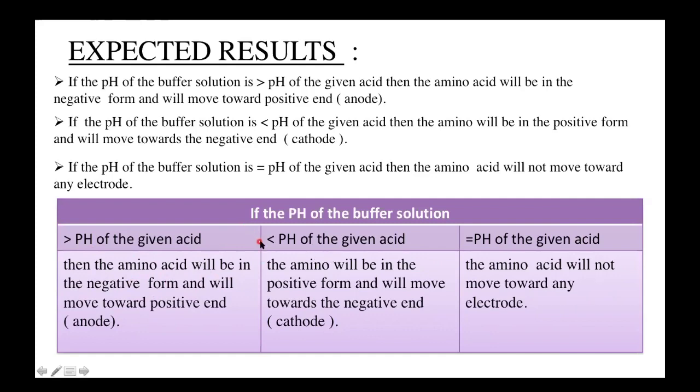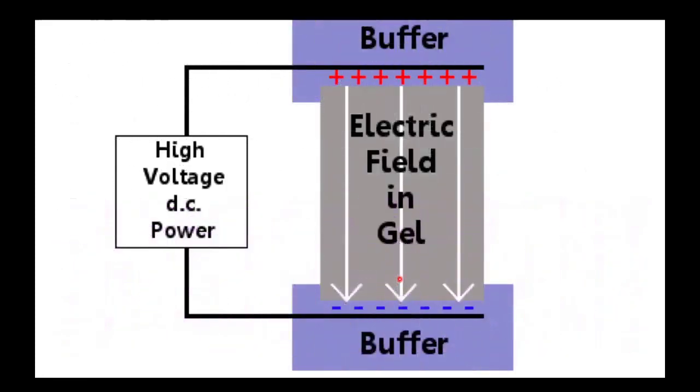If the pH of the given amino acid is greater than the buffer pH, then the amino acid will be in the positive form and will move towards the negative end, just the opposite of the earlier one. And if its pH is equal to the buffer pH, then it can move in any direction. Now, what is the movement? Here I am showing a buffer connected to the positive end, and here is the negative.